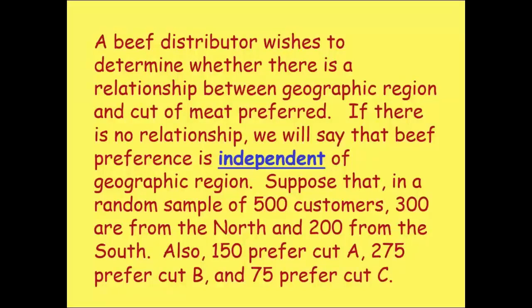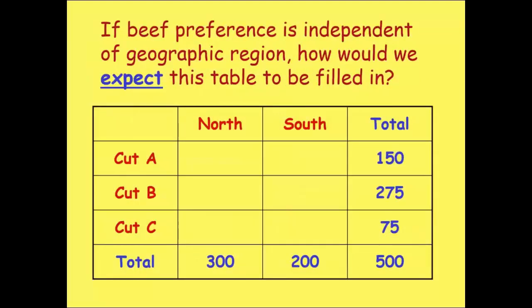Okay. All right. So let's talk about some totals then. Based on the totals they gave us, if the beef preference is independent of geographic region, how would we expect to fill this table in? In other words, if I know that the north has 300, the south has 200, and then cut A, B, and C is 150, 275, and 75, how could one determine what we expect to see? Okay, and it kind of goes back to percents of things.